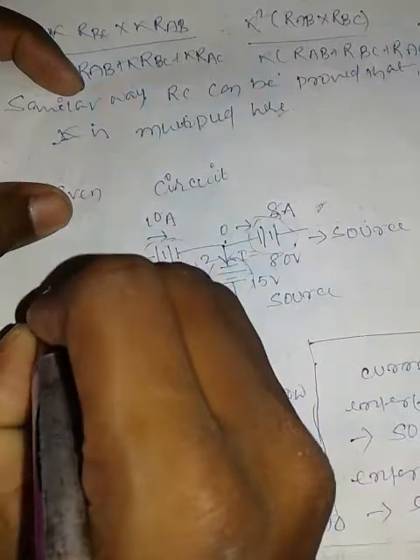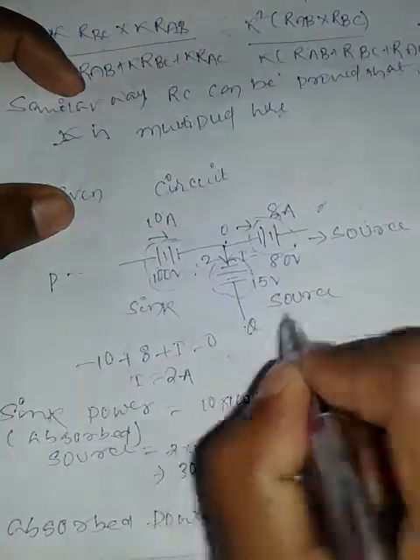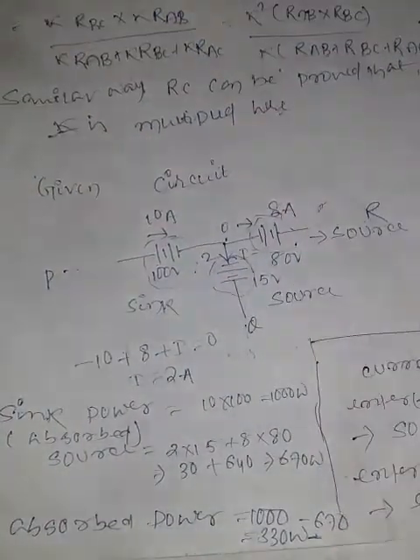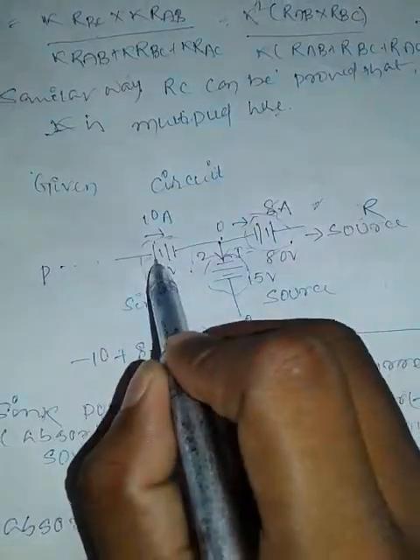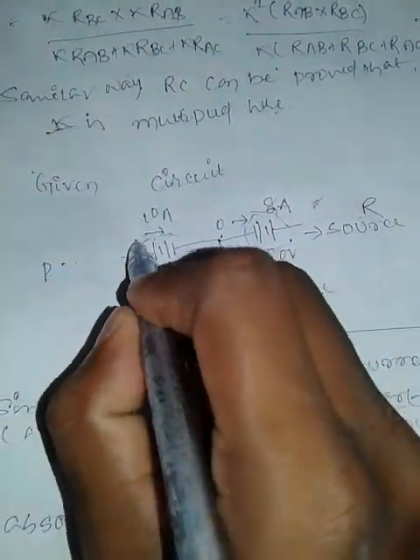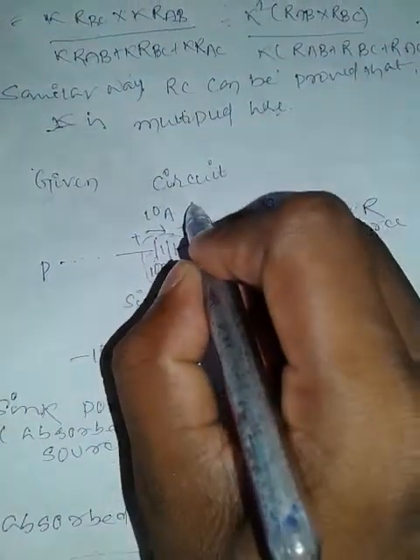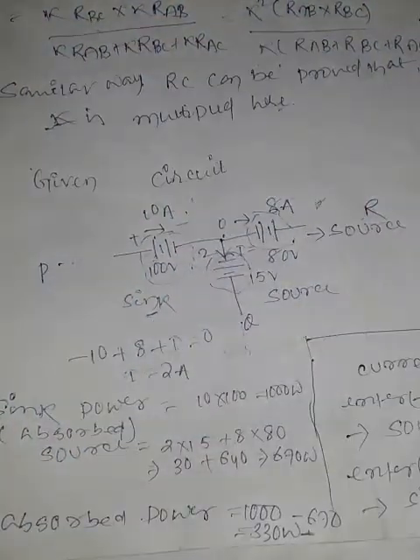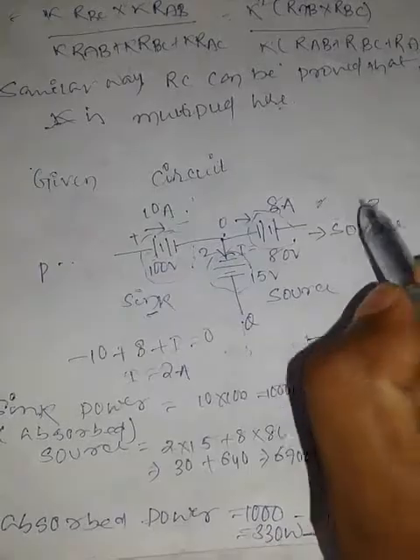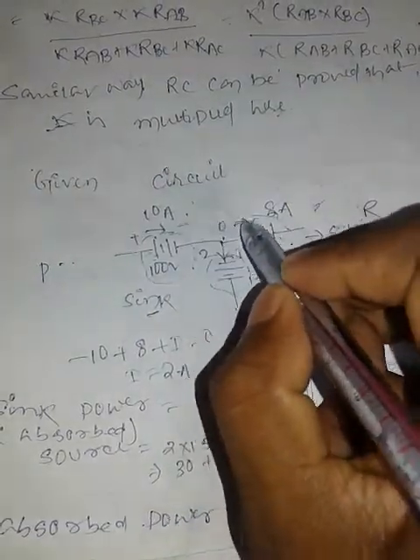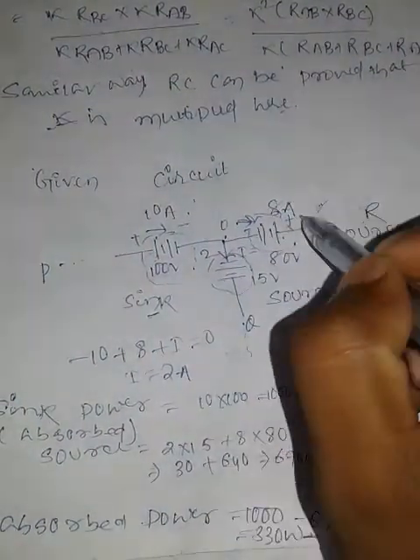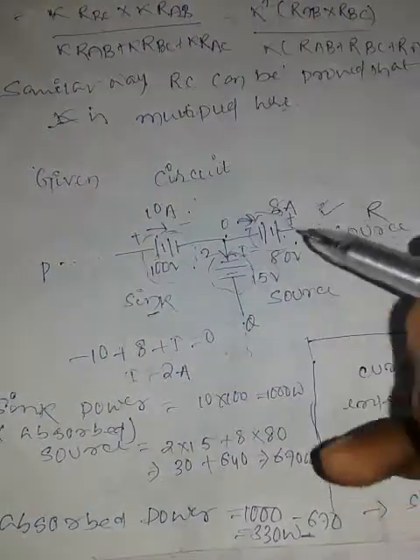Let's consider this will be the P line, this will be the Q line, this will be the R line. In P, the current direction is from positive to negative, so this is plus, this is minus, so it will act as a sink. Sink means it will absorb power. And in line R, the current direction is from negative to positive, so it will act as a source.